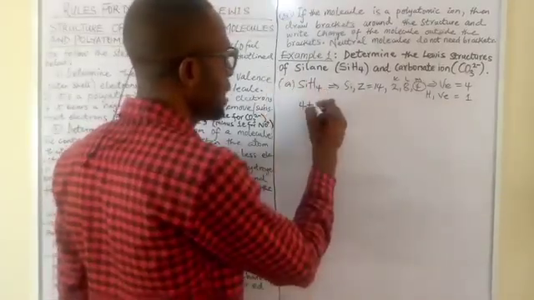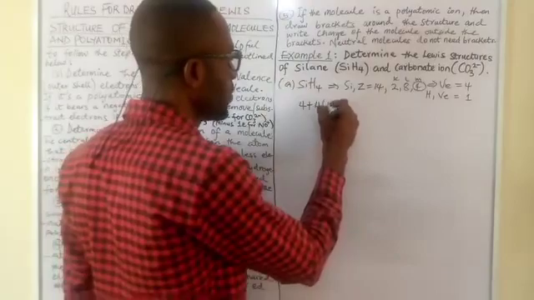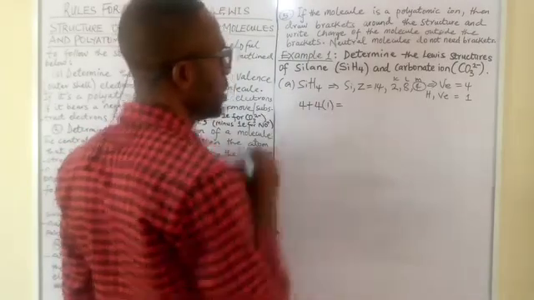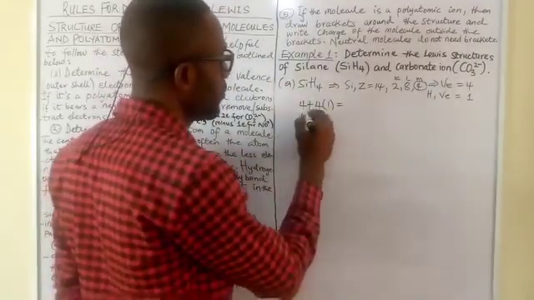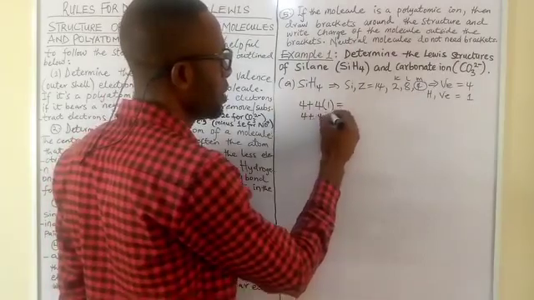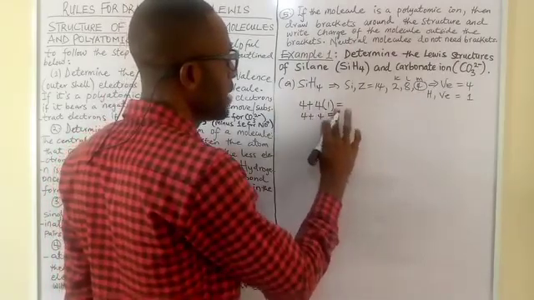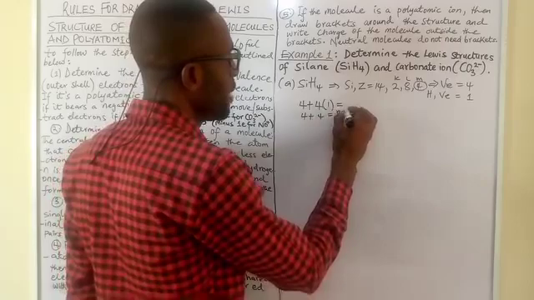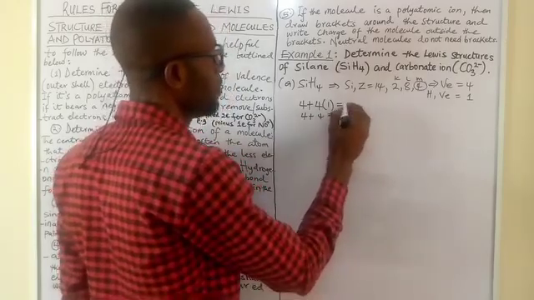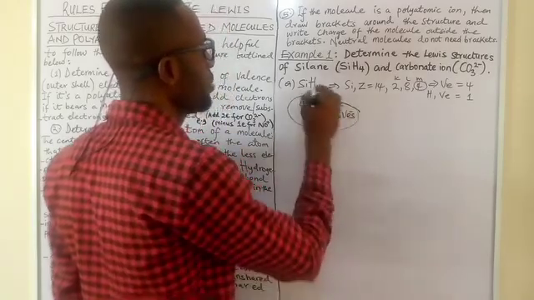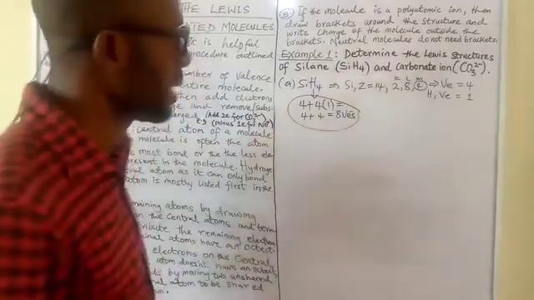But we have 4. The atomicity of hydrogen here is 4. So it's 4 bracket 1, which will give us what? 4 plus 4 times 1 is 4, which is equal to a total of 8 valence electrons. So we are working with 8 valence electrons in the silane molecule.